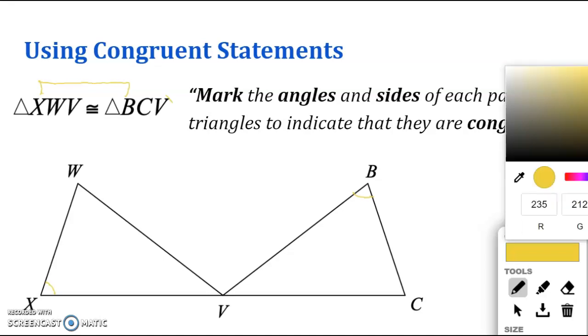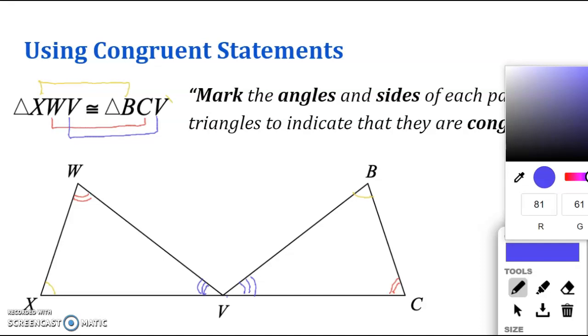Okay, so then what is the next letter? Next letter is W, which matches with C. That means the angle measure of W would have 2 arcs here, and C would have 2 arcs there. And then finally I can go with V matches with V. So V from the left triangle matches with the vertex V from the right triangle. So that's how they match up.